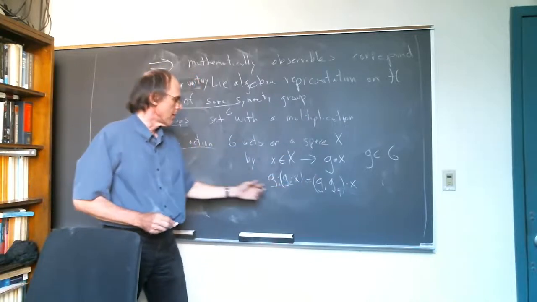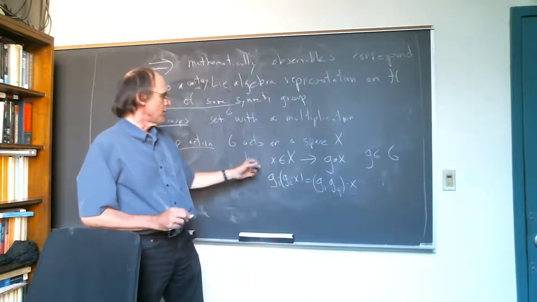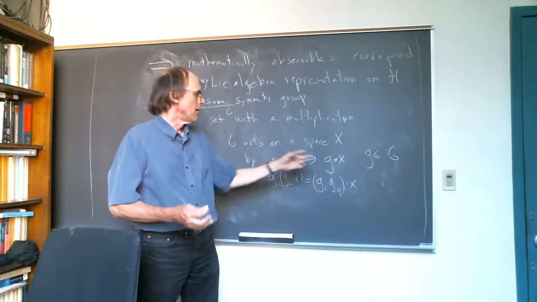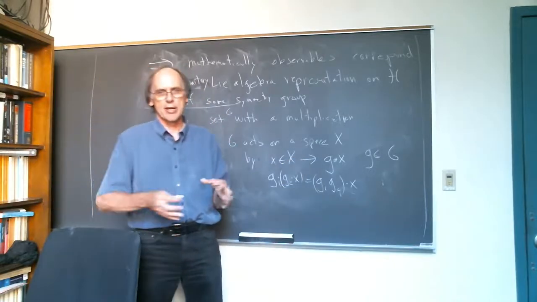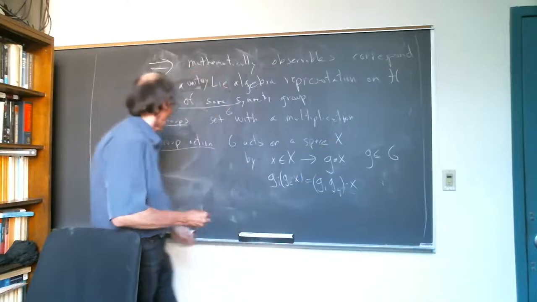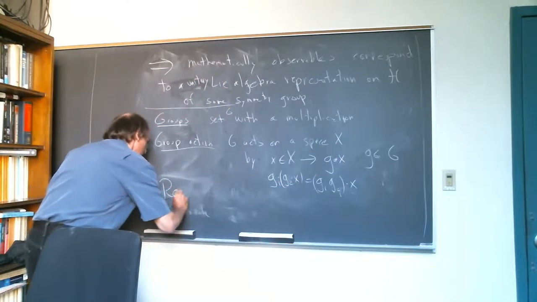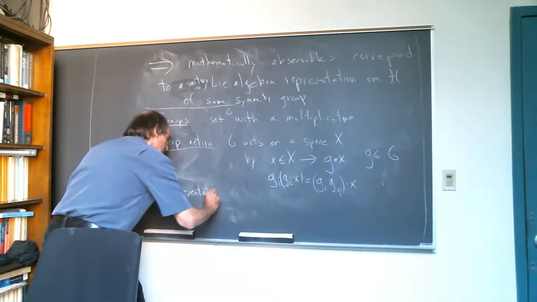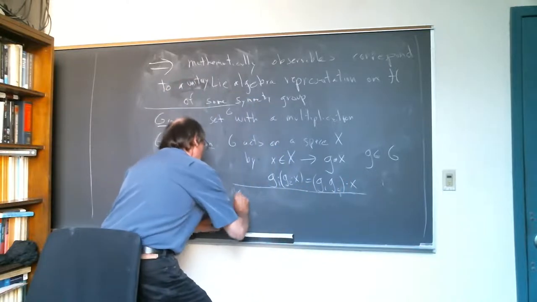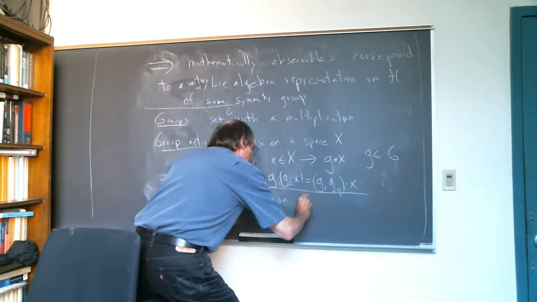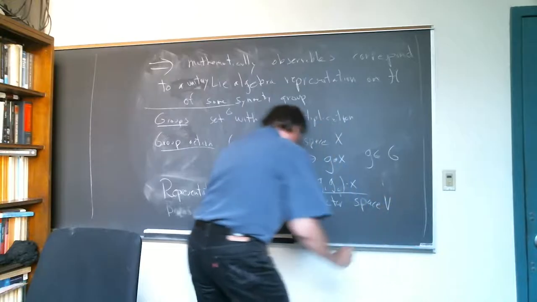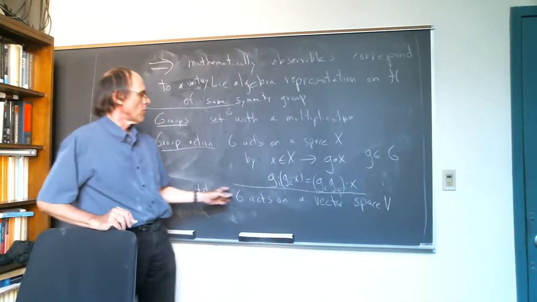The problem with this theory is that if you just act on spaces, for a general space there's really not much you can say about it. It's just a bunch of objects. So you want to have more structure to work with. So this is what a representation is: G acts on a linear space, a vector space.